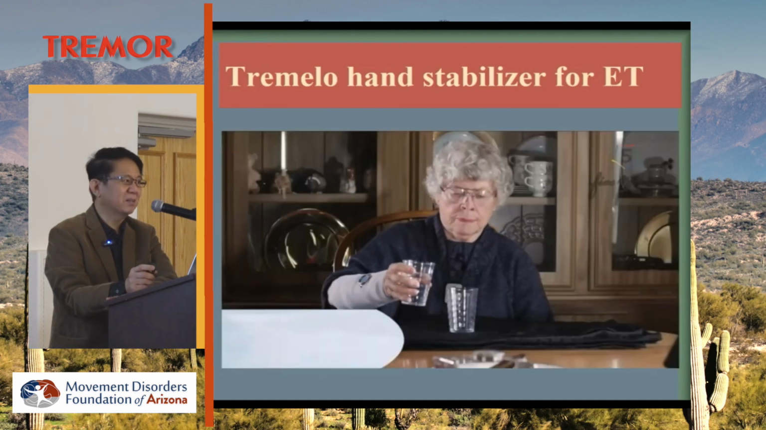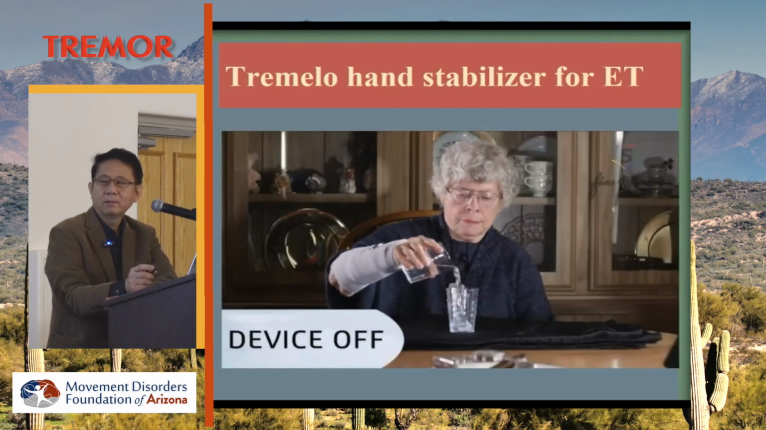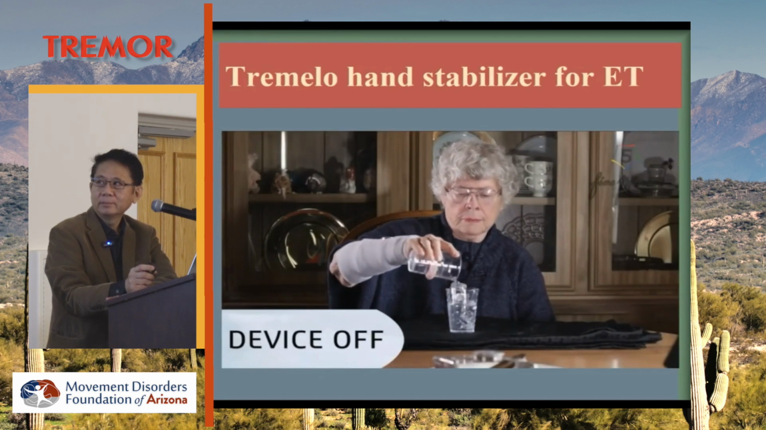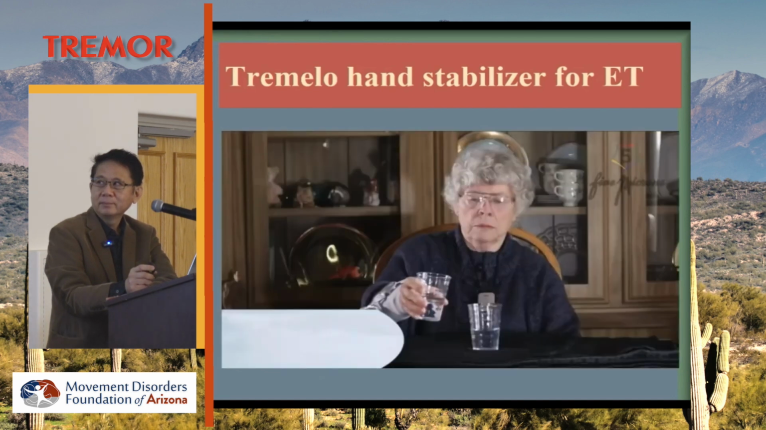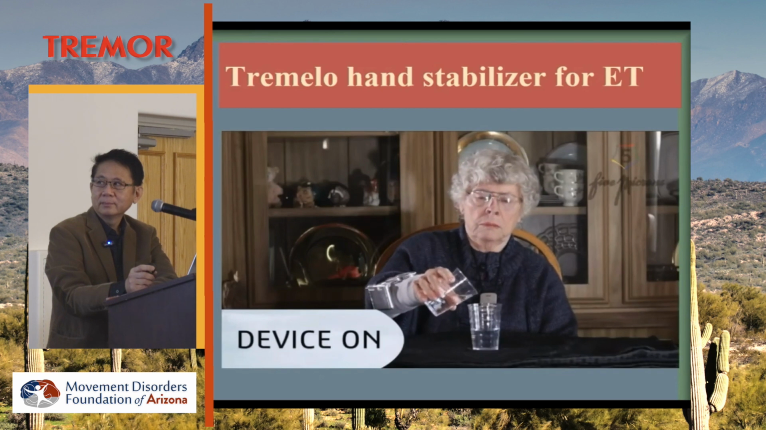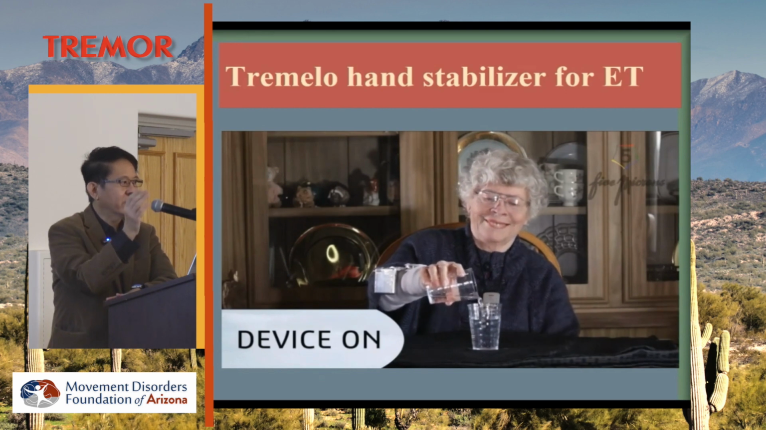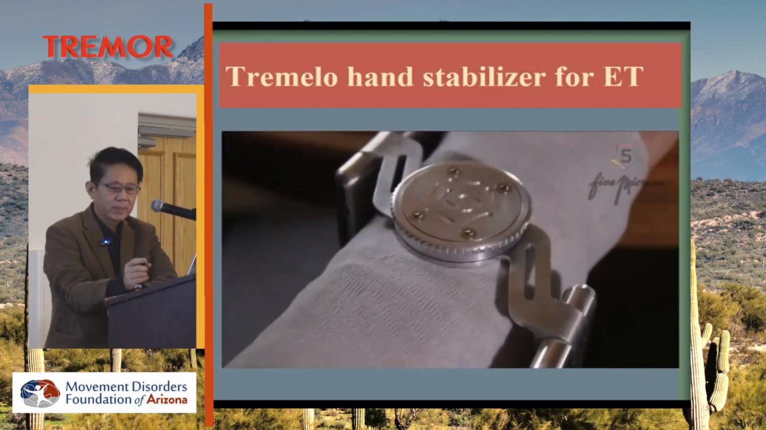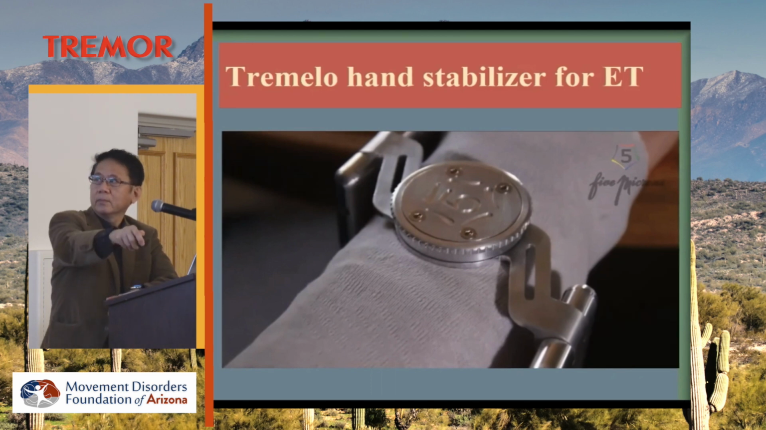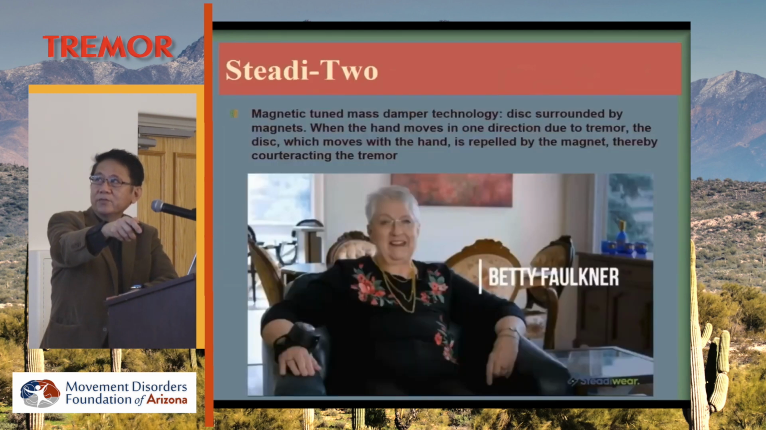So this is purely mechanical. There's no battery. So it works on the principle of weight, the same weight strategically placed that dampens the tremor. It's like a shock absorber, so to speak, for tremors. Okay, the next device is called the Steady 2.